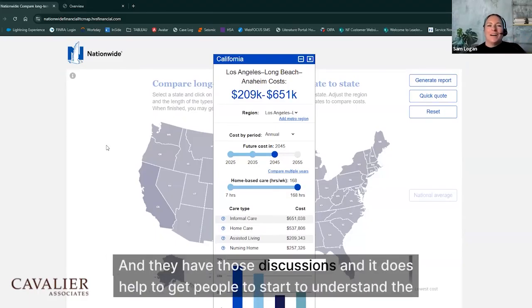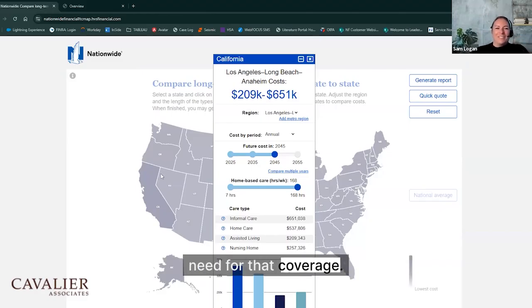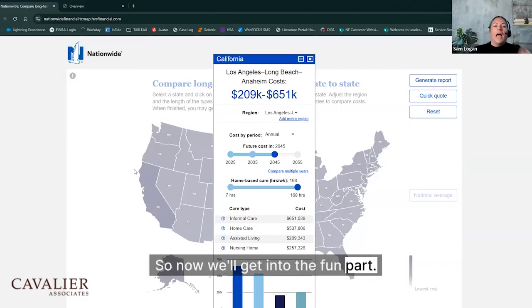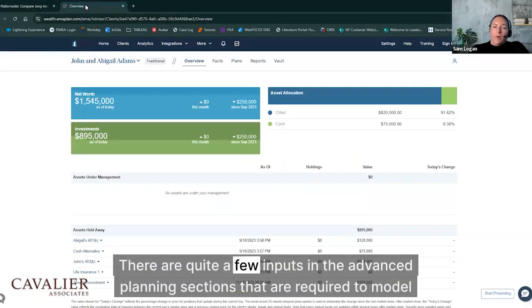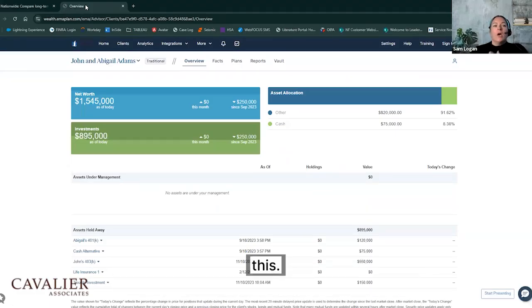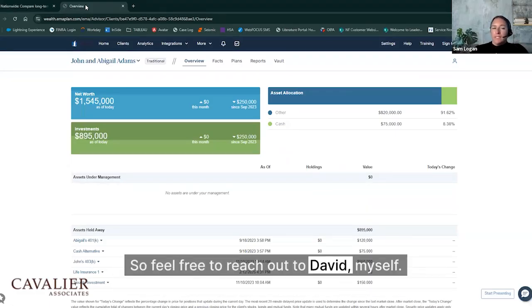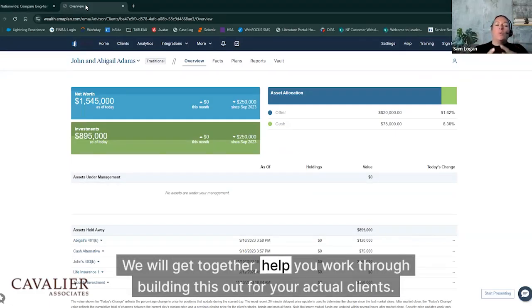Then say have those discussions, and it does help to get people to start to understand the need for that coverage. So now we'll get into the fun part. As David said, today is high level. There are quite a few inputs in the advanced planning sections that are required to model this. So feel free to reach out to David, myself. We will get together and help you work through building this out for your actual clients.